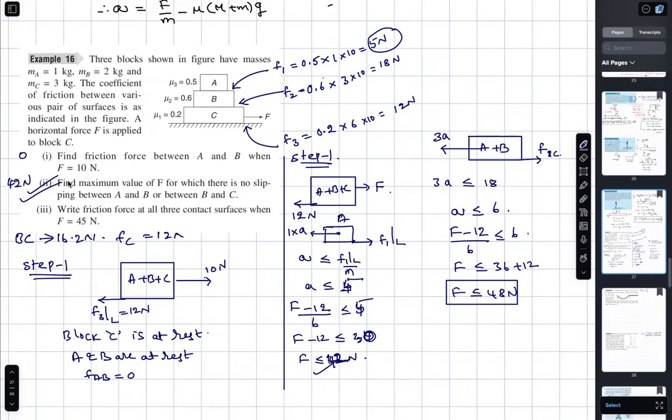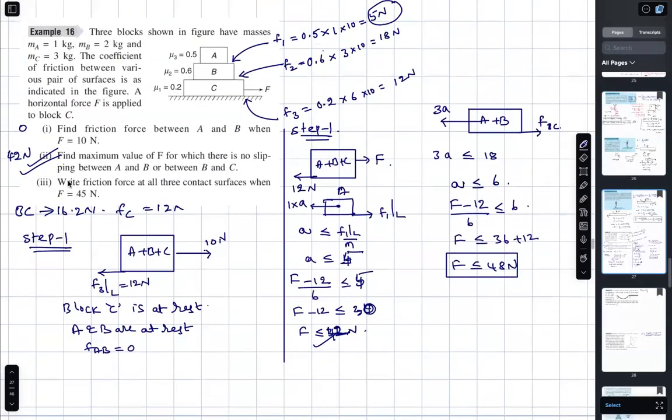Now you may wonder why I have taken 48 newtons. Have you understood why? Because I need to answer the third question. When I take 48 newtons, will there be any relative motion between B and C? Yes, there is relative motion between B and C. If I take F as 45 newtons, there is no relative motion between B and C.